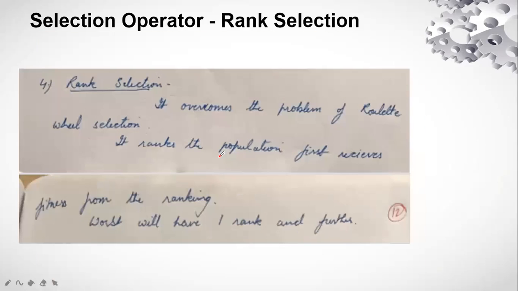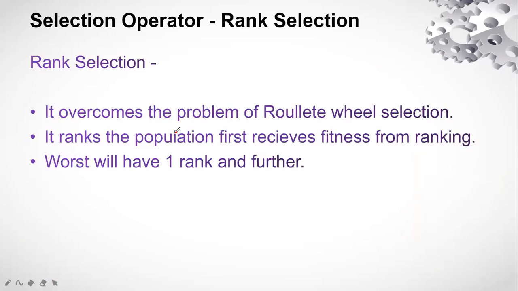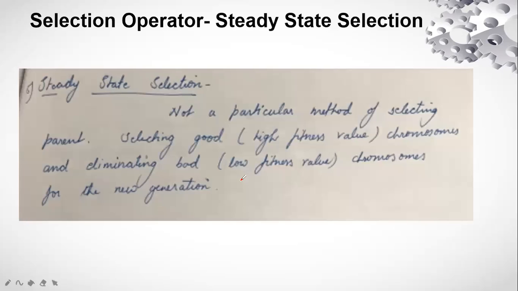Now next is the fourth one, called the rank selection. Now what is this rank selection? It overcomes the problem of roulette wheel selection. Rank selection is the one in which the population receives ranking, where the one with the best fitness function gets the first rank, right? And the worst will have rank 1 and further. So here we provide a rank to each individual according to the fitness function.